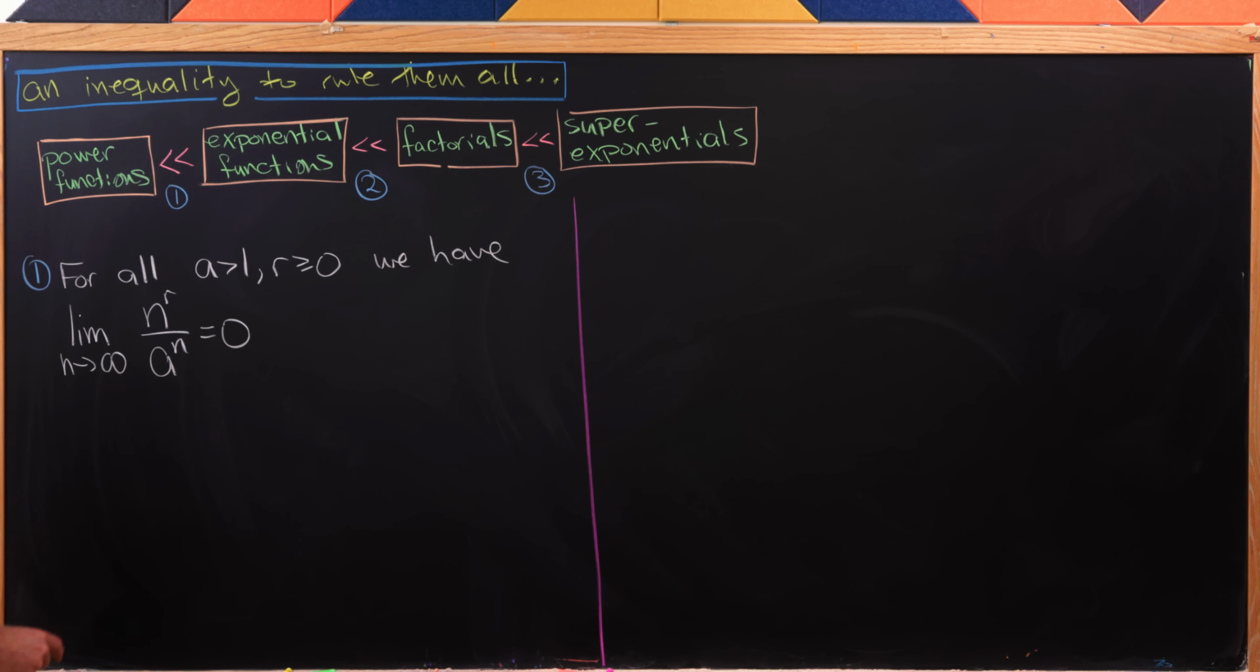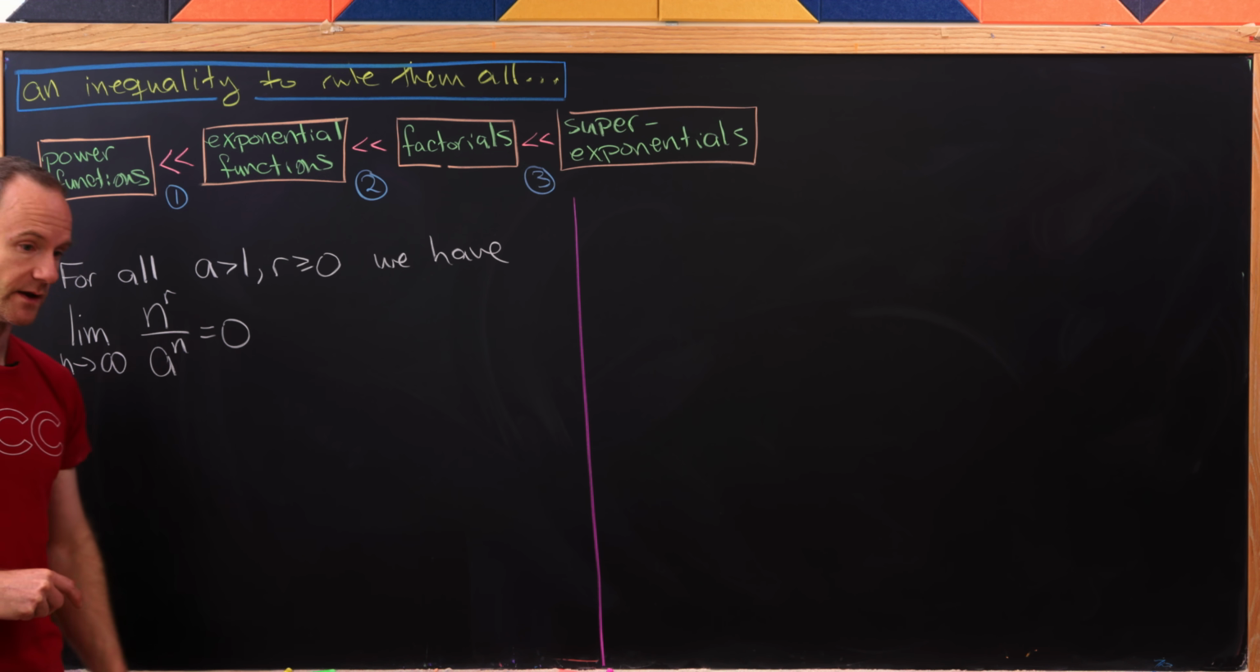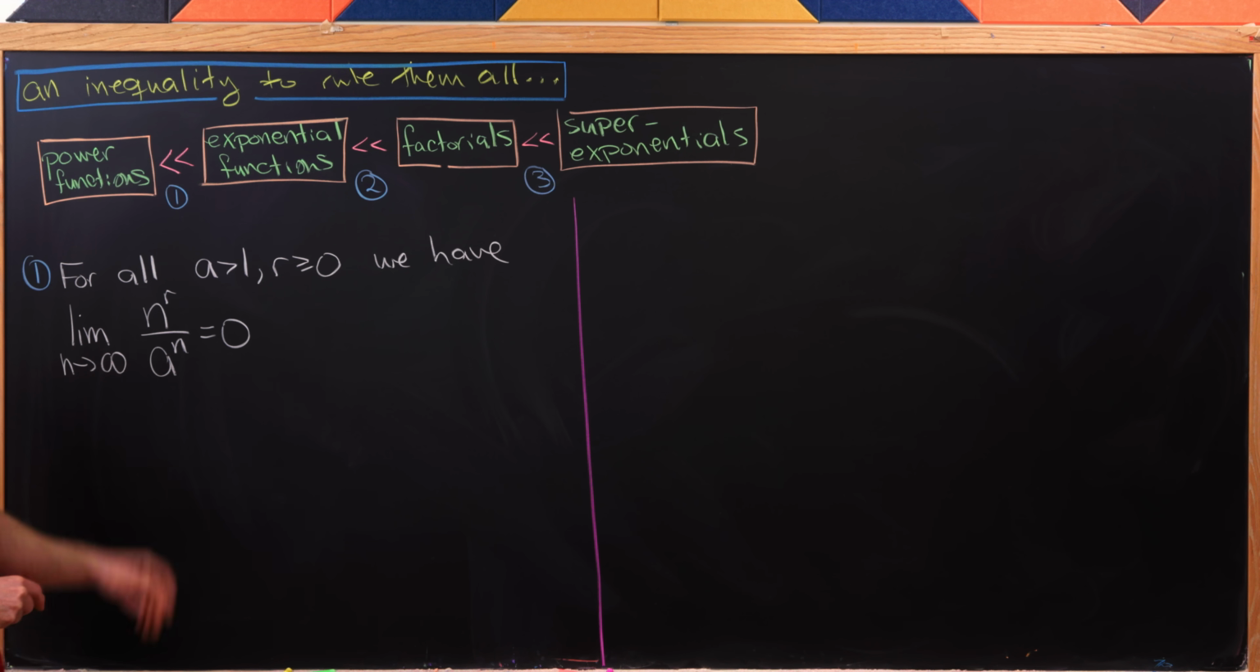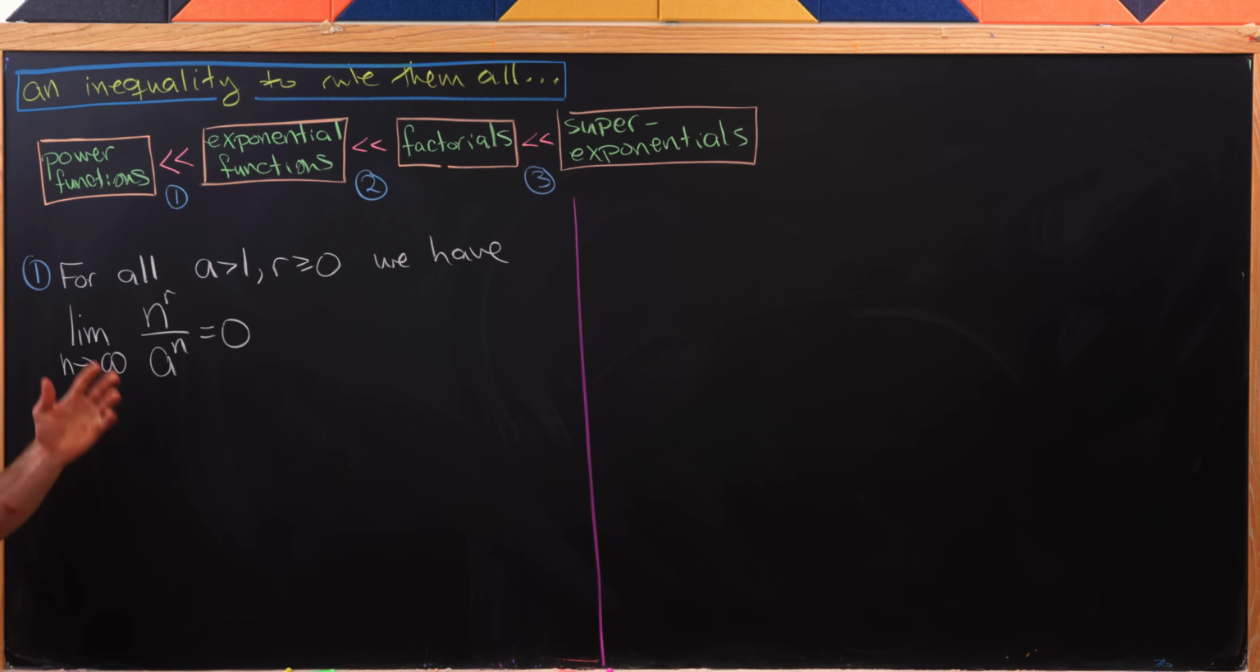So for this first inequality, I'll take an exponential function and put it in the denominator. I'll take a power function and put it in the numerator. And if the exponential function grows much faster, then my limit should be 0. But I need a couple of rules here. I need the base of my exponent to be larger than 1, and I need my exponent on the power function to be bigger than or equal to 0. Of course, if those are not the case, we could do some manipulations to put them in this form.